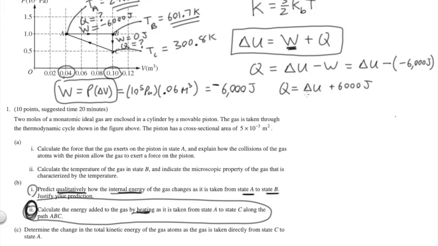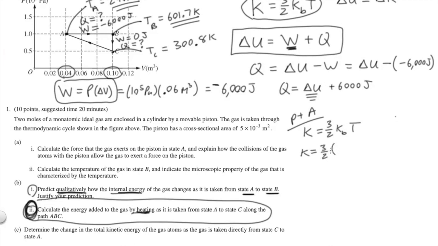Now, how do we find this change of internal energy? To find it, we need to use this equation, because remember, the change of internal energy is equal to the change of kinetic energy. So we're going to go to point A first. What is the kinetic energy of a single molecule at point A? It's 3/2 Boltzmann constant times temperature.